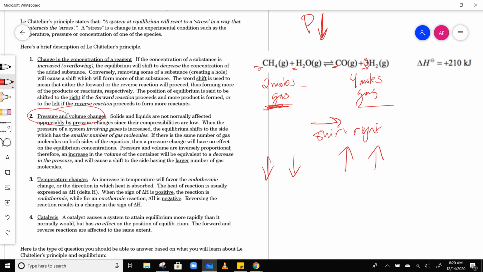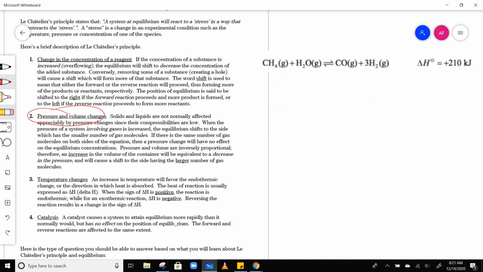If you're adding a gas that's not part of the reaction, it might change the overall pressure, but that doesn't really change anything. But actually, I'm not even going to concern you guys with that. We're just going to keep it really simple for this. Okay, so that's it. We'll stop for pressure.